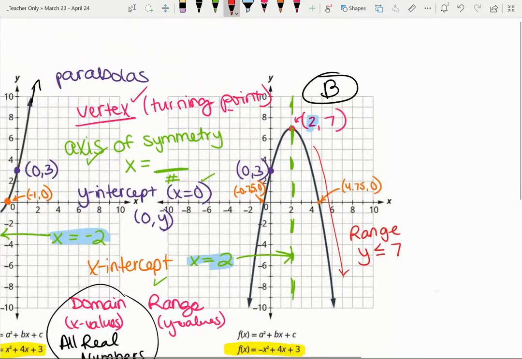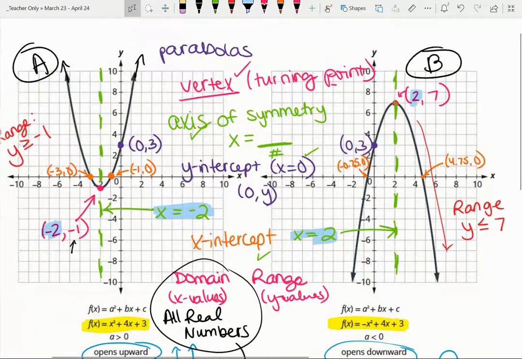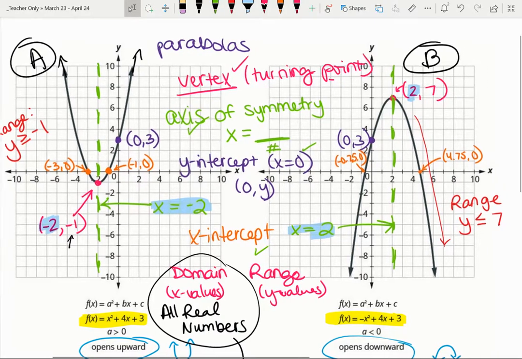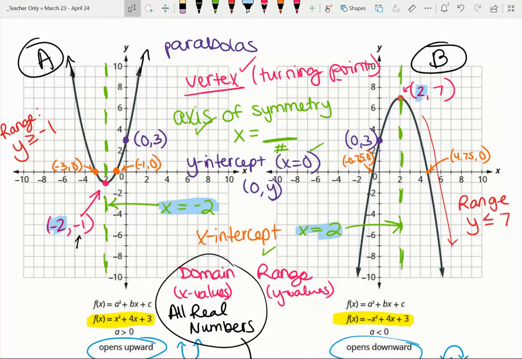So, like I said, this is just a super short summary of these features. You've heard all of these words at least once before, and you're going to hear them many, many more times. And we're going to practice how we find these features if we don't start with the graph. What happens if we start with the equation? So we're going to get lots of practice with them. Today is just kind of a quick reminder.